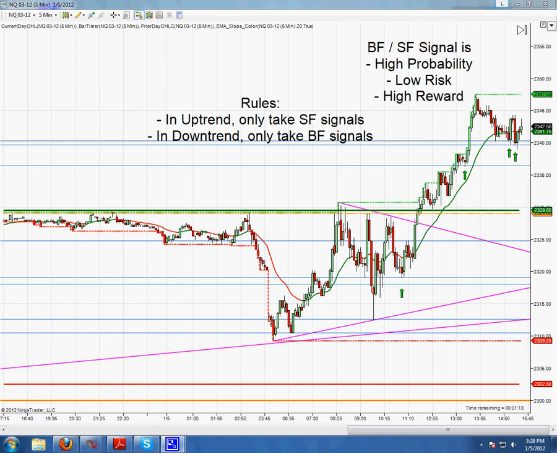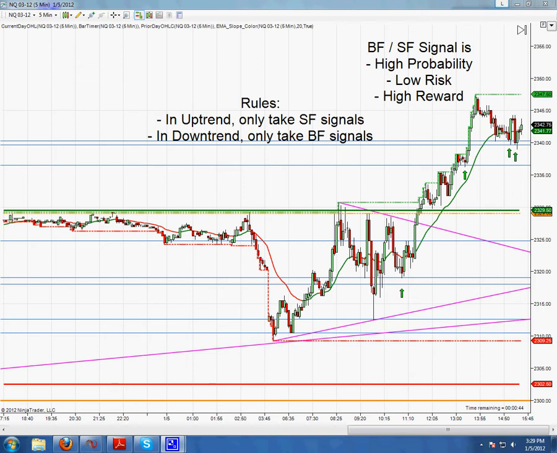Hey everyone, I want to take this time to make a video on one of my signals. It's one that I talk about a lot. It's a buyer and seller failure signal. The reason I like the trade is because it's very high probability, it's extremely low risk, and it's a very high reward trade. And you're able to reduce that risk to break even or one tick above entry extremely quickly if the signal is valid.